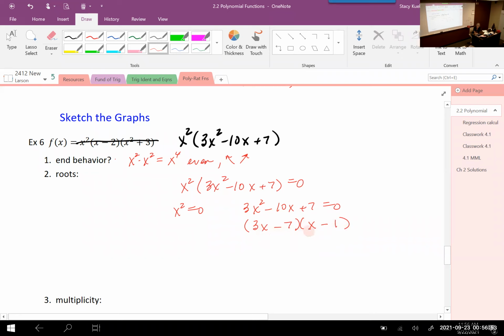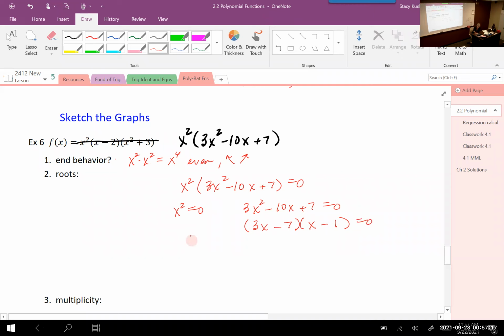We all know 3 times 1 is 3. We all know 7 times 1 is 7. But did I put them in the right order? You've got negative 3x minus 7x. Okay, yeah, you got it. Plus the 7x is a negative 10x, right? Okay, so I did put it in the right order. That's equal to 0.